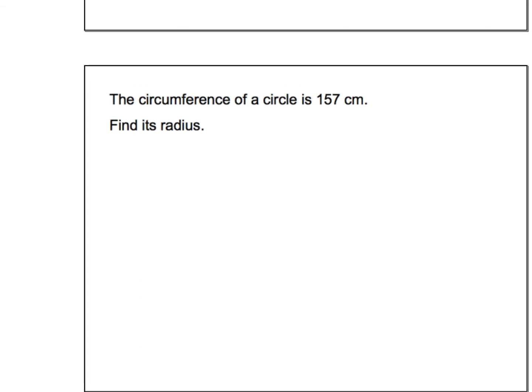So again, we have the circumference. The circumference of a circle is 157 centimeters. Find its radius. All right, so we've got one extra step in this problem. So I start by writing out my formula. Do this on your paper too, please. Circumference equals pi times diameter. All right, I know my circumference. I'm going to substitute my numbers for my variables. C is 157. Pi is 3.14. Diameter is what I do not know.